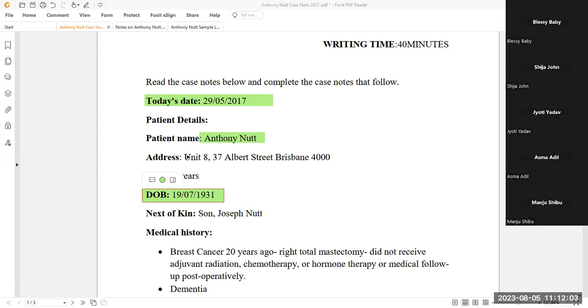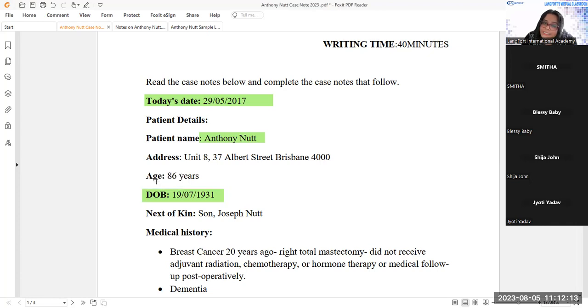So we have taken today's date and our patient's name. All these are relevant. Then we have taken the date of birth. Should I take the age? If you want to include the age, you can, but not in the layout. In the layout, when they've given age and date of birth together, you will always choose date of birth. And if you want to specify the age of the patient in your letter, you can include it anywhere in the paragraph, for example, Mr. Nutt, an 86-year-old man. That's your decision.